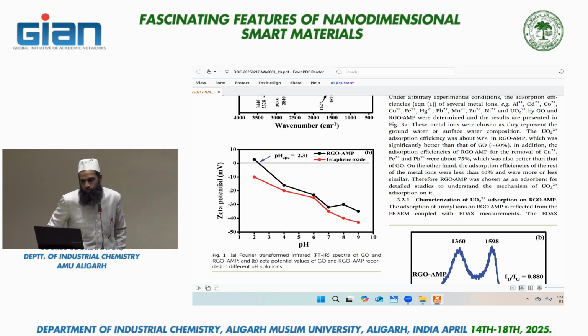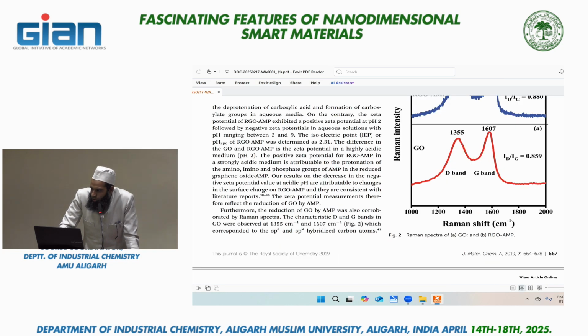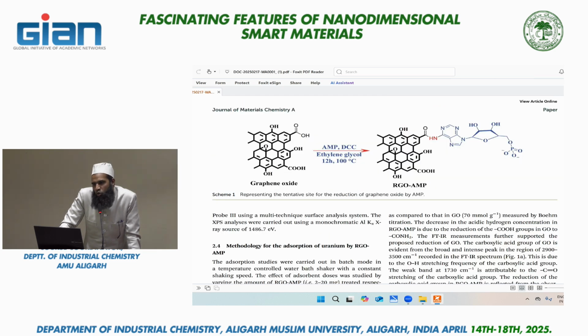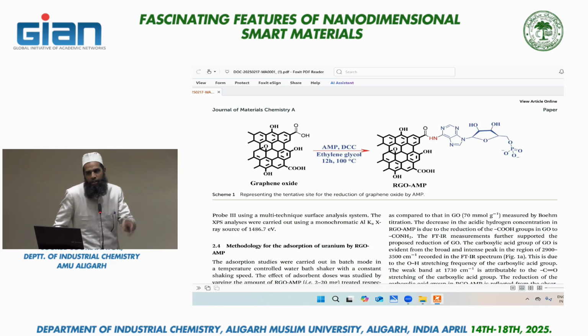From the experimental point of view, we confirm that the COH group is present at the outside of the basal planes of the graphene oxide. Actually, we show this, it is representing tentative sites. It is a tentative site. You can confirm it from some theoretical studies like DFT, I think. Anyone?